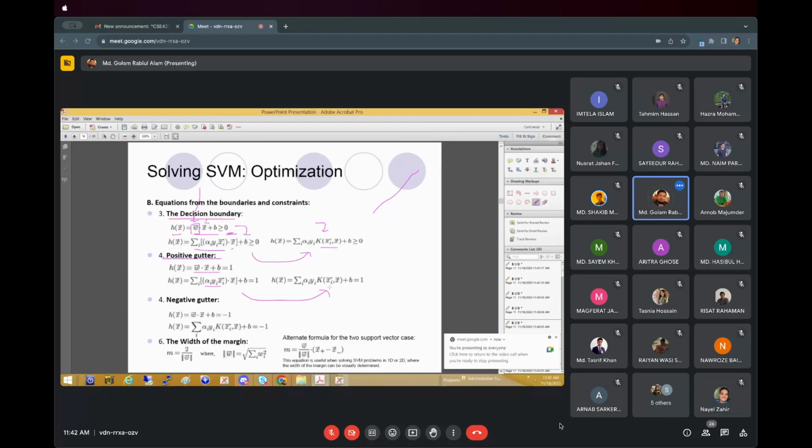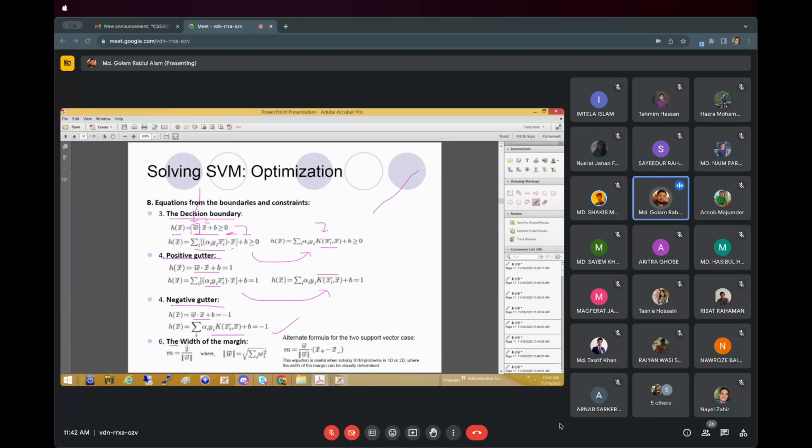This is the K, Xi and X. So it is just the vector multiplication of two vectors. And considering the negative, we will get equation number 4 from here. And if we consider the negative gutter, it is the same thing, W transpose X, and we will get a similar function. Another thing is the width of the margin.